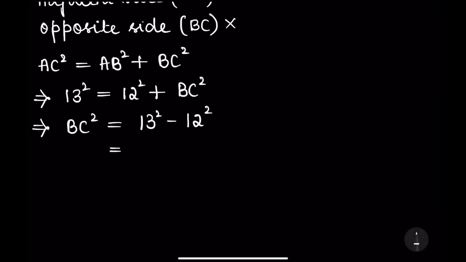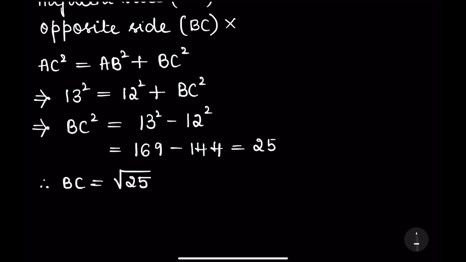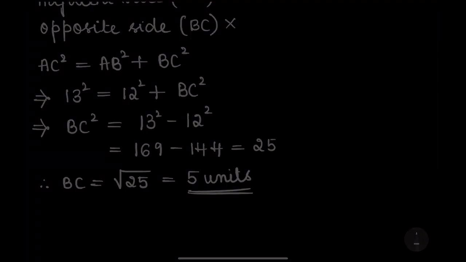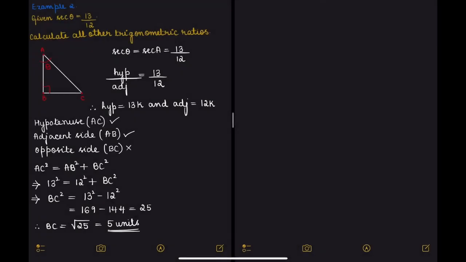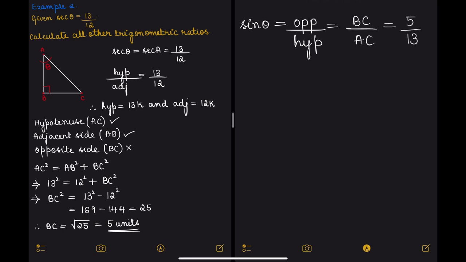Now, we know that 13 square is nothing but 13 into 13, that is 169, and 12 square is nothing but 12 into 12, that is 144. So 169 minus 144 is 25. Therefore, BC will be square root of 25, that will be equal to 5 units. Now, we can write all the trigonometric ratios using their definitions. We know that sine theta is nothing but opposite side by hypotenuse, which is equal to BC by AC. Therefore, sine theta is equal to 5 by 13.